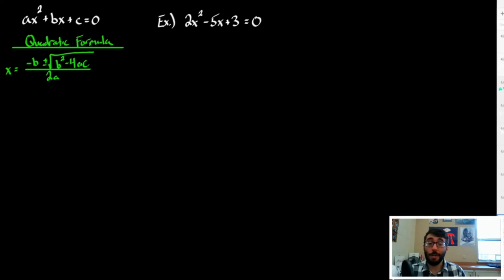Now remember, the first thing you need to do is make sure everything is on one side, 0 is on the other side. We already have that, so we can jump right into the quadratic formula. And I also like to sometimes label what my values of a, b, and c are. A is the leading coefficient, so it's 2. B is the linear coefficient, which is -5. And c is the constant, which is 3.